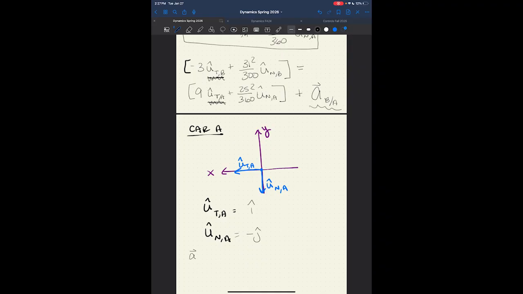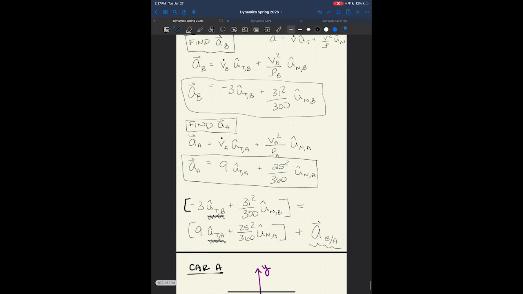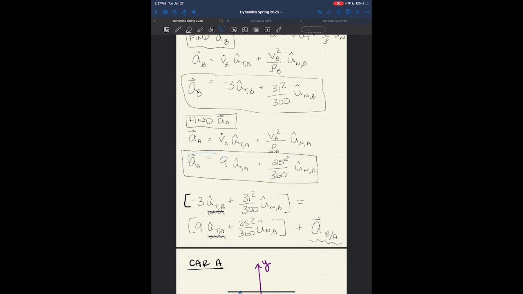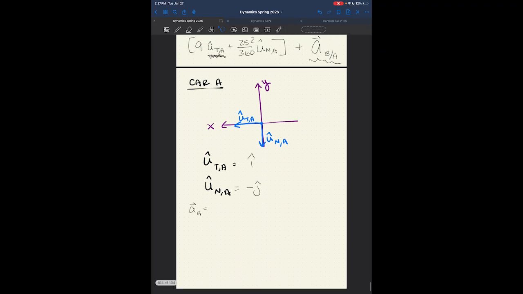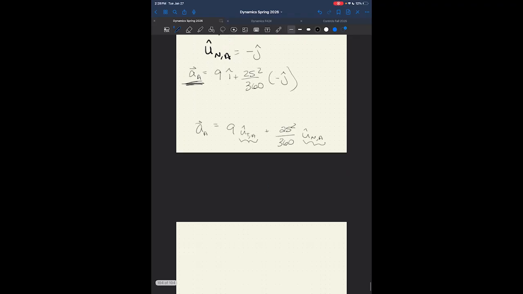Okay, so now I'm able to say the acceleration of A. If I go back up to my expression here, let me just copy and paste this. What I'm going to do is substitute these unit vectors out for one another. So I can write this as 9, instead of u hat t comma a, I write i hat. Instead of u hat n comma a, I write minus j hat. And now I have an expression for the acceleration of A in terms of the i hat and j hat coordinates.